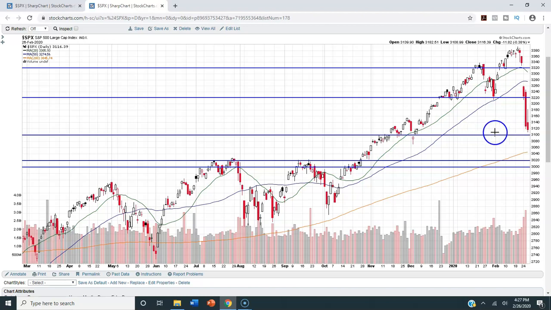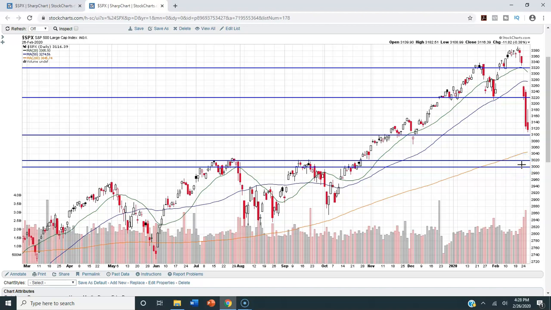Now, if this 3100 level does not hold, then we're probably going to go down and hit at least the 200-day moving average, if not fall somewhere down into this 3000 to 3020 level on the S&P 500, and you can see that there's quite a bit of support going back to the middle of the summer of 2019 at that level. So hopefully it doesn't get any worse than that.